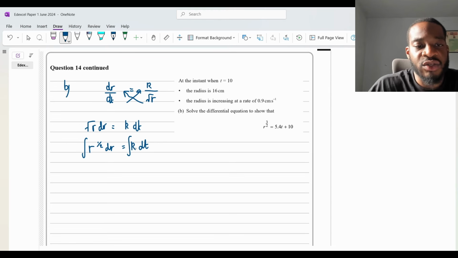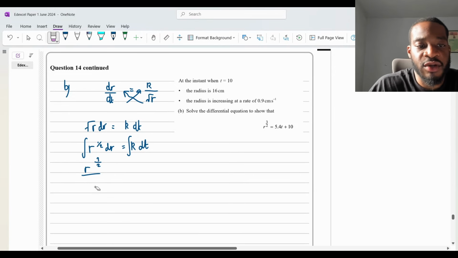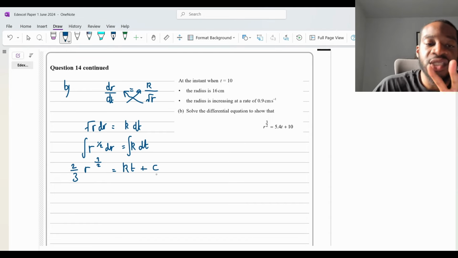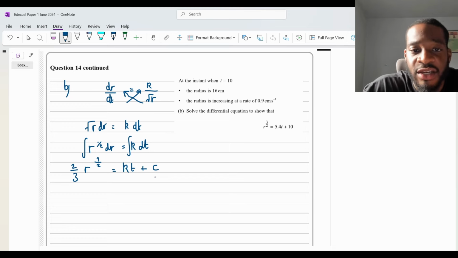Now immediately when I do that, I know that I'm going to have, or let me write it like this. Let's just actually do that. So we're going to have, add 1 to the power, it's going to be 3 over 2. Divide by the new power, divided by 3 over 2, but that's the same as multiplying by 2/3, isn't it? So I'm going to put that as 2/3 on the outside, like that. And then this is going to equal, we're integrating a constant k with respect to t. That's going to be kt plus our constant of integration, right? We've got 2 constants here, so we need to find 2 values, okay?